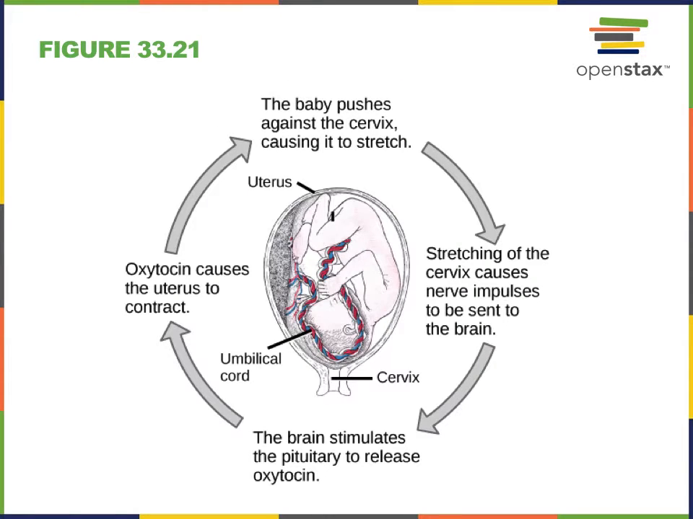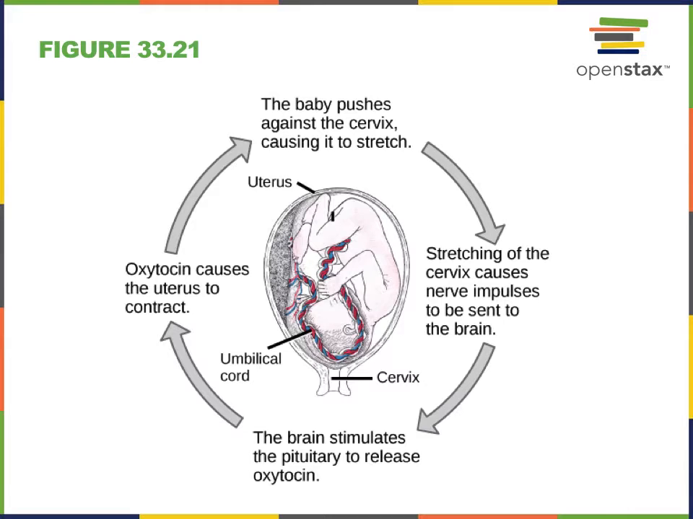There is such a thing as a positive feedback loop, and the best example in the human body is the birth of an infant. This is the result of positive feedback. So here you have, and you can start anywhere in this process, but let's start at the top.